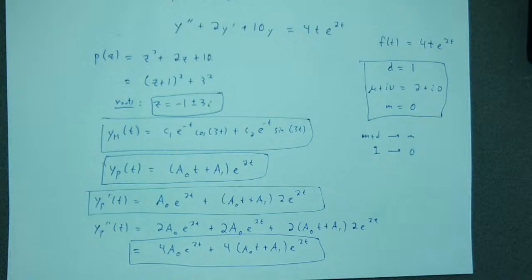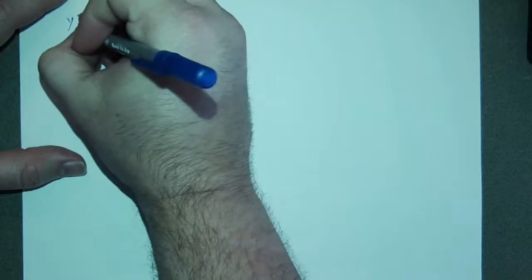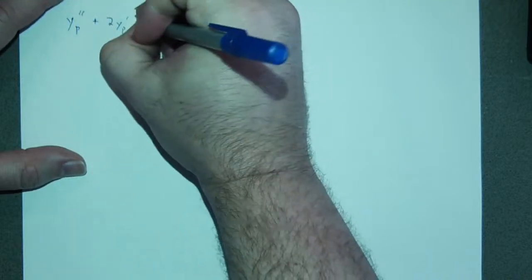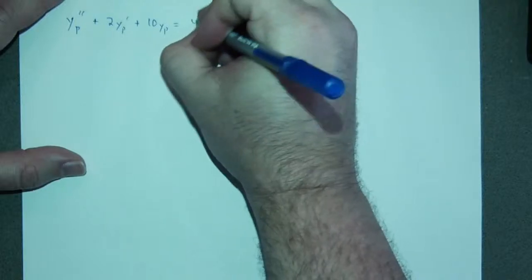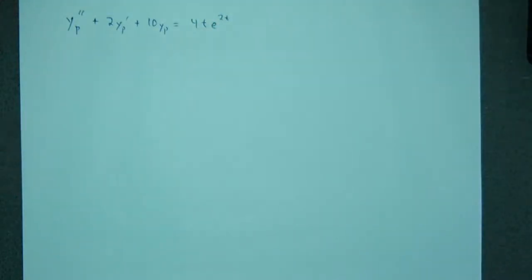All right. Let's plug this into the differential equation, and solve for these two undetermined coefficients. So the differential equation for the particular solution will be y sub p double prime plus 2 y sub p prime plus 10 y sub p, and this is equal to 4t, or it should be equal to 4t e to the 2t. Okay. Let's just plug these things in.